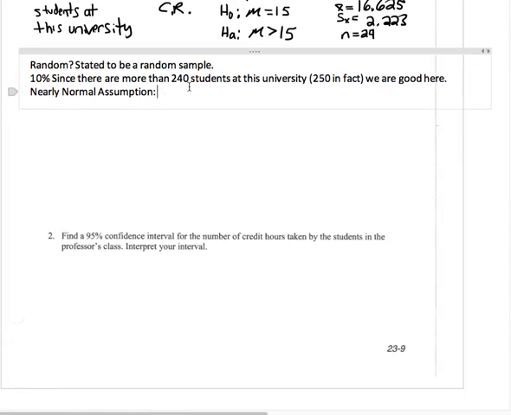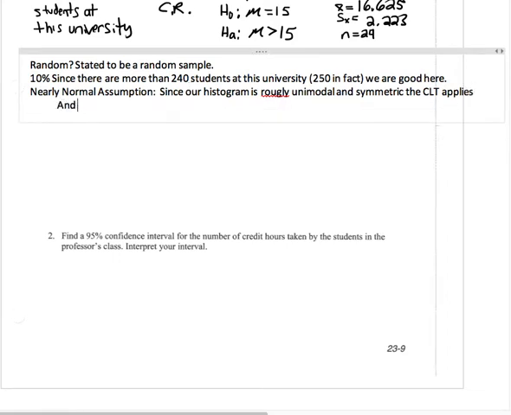And then you want to describe it in words. You can't just draw it down, you got to describe it. So we're going to say since our histogram is roughly unimodal and symmetric, the central limit theorem applies and our sampling distribution will be nearly normal. So really key language there, so definitely practice it as you're starting out especially. Very key on that one.